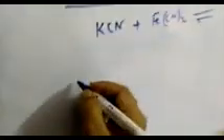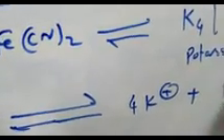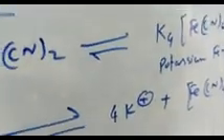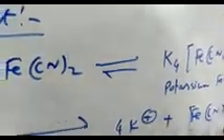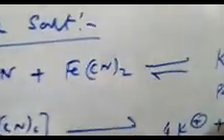If I ionize potassium ferrocyanide, K4Fe(CN)6, in aqueous medium, it will form 4K+ and ferrocyanide ion, that is Fe(CN)6 4- ion. Further ionization of this ferrocyanide into ferrous and cyanide is not possible. So the ferrocyanide ion exists in solution. So it's a complex ion and further ionization of this ion is not possible. Such salts where a complex ion is present are called complex salts.